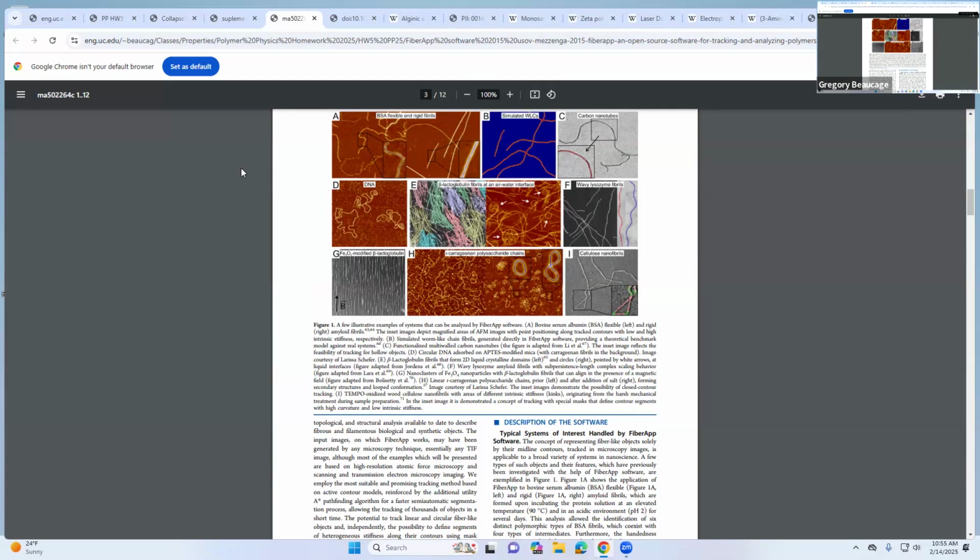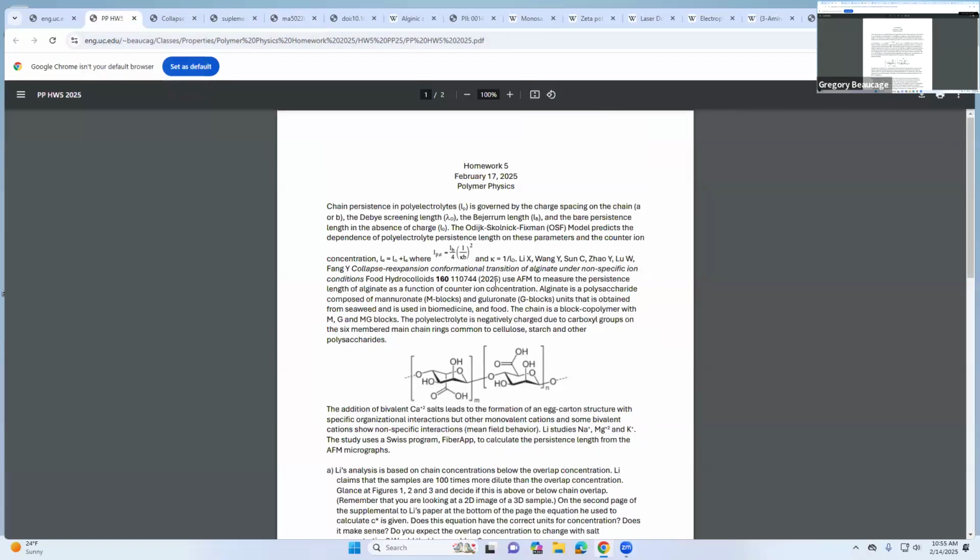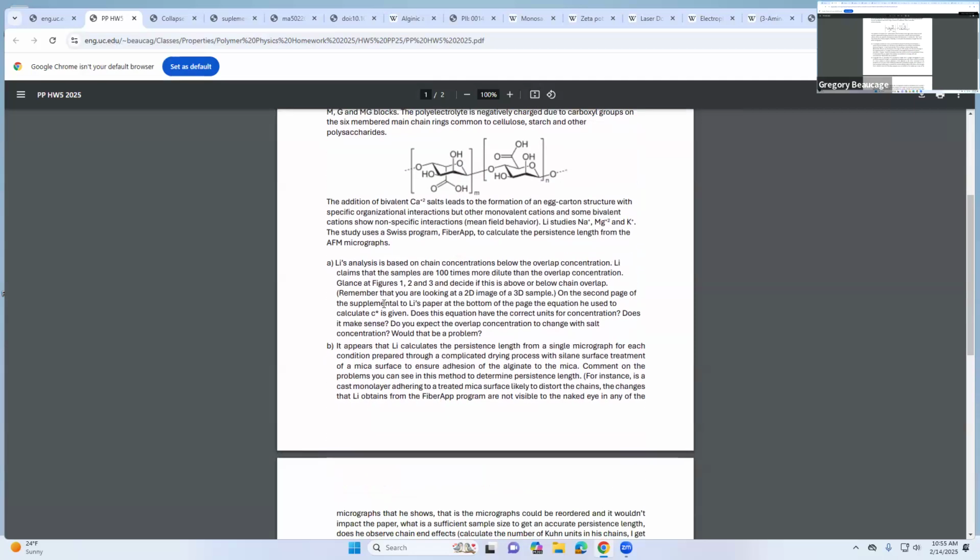has in this paper. Anyway, why don't I go through these questions in here and see what I got. Let's see. Below the overlap concentration, this is just the same thing, right? He says it's 100 times. I mean, with the concentration he put in, it should be 100 times more dilute. But if you look at the figures, they aren't anywhere near that, and he never explains why. That would be a useful thing to talk about.